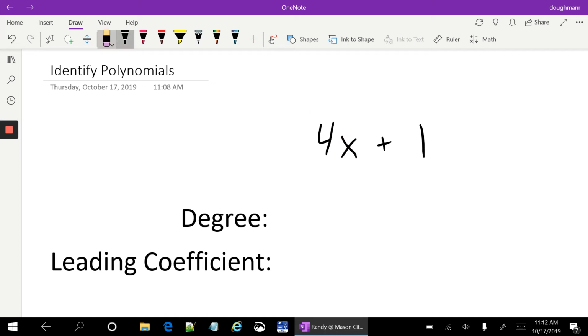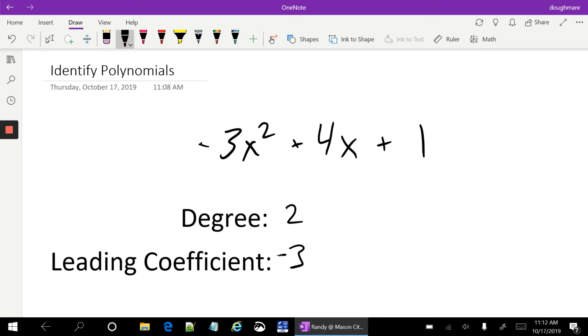All right, so if I add another term, plus 3x squared. In this case, we look at the variable with the highest power. So this one is a degree of 2, and the leading coefficient, 3, is the coefficient on the term with the highest power. So the leading coefficient is 3. Be careful if we put a negative sign there. That now makes the leading coefficient negative 3.